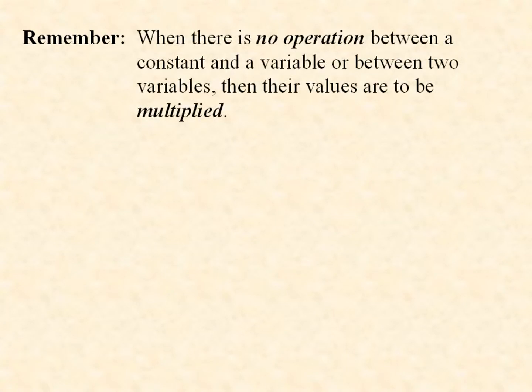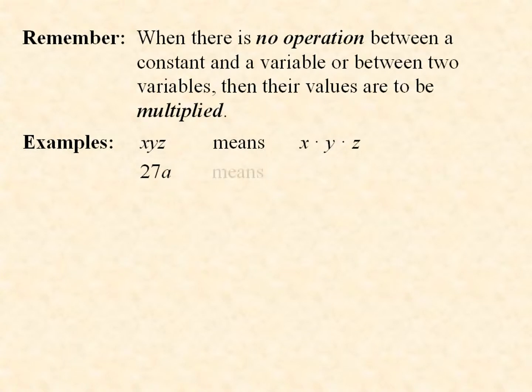Remember this: when there is no operation between a constant and a variable, or between two variables, then their values are to be multiplied. For example, xyz means x times y times z. 27a means 27 times a. 5x plus 6y means 5 times x plus 6 times y.